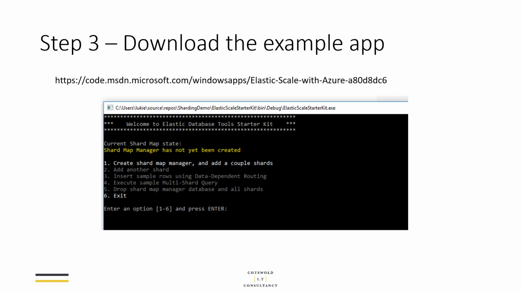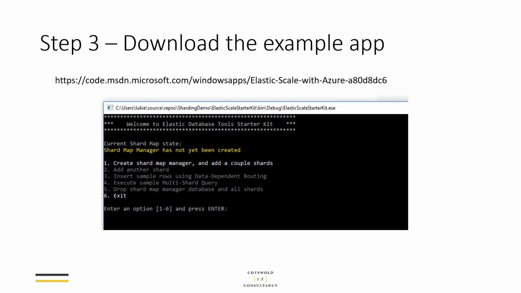When you download the app, you have to edit app.config and it will ask you for the Elastic server that you've just created, and also obviously username and password and stuff like that. It will also ask you what kind of tier of database you want to create. It's set to basic by default, which is the cheapest, which is fine. But obviously if you're using it for real, you need to change that.